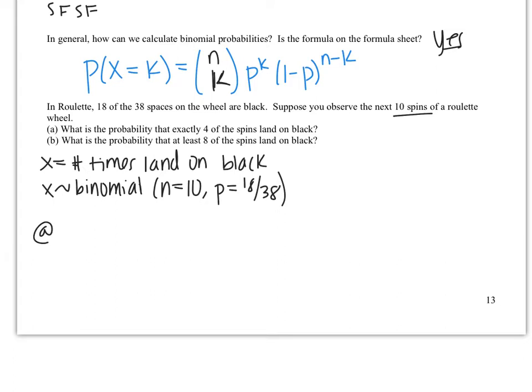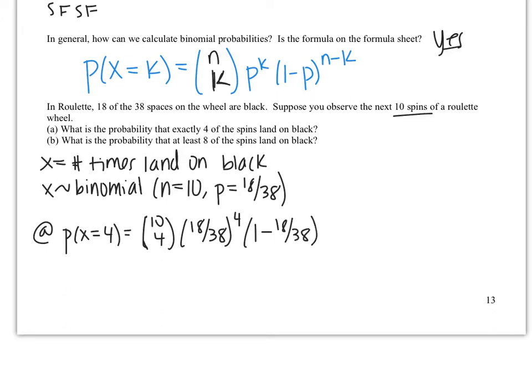So part A, what is the probability that exactly 4 of the spins land on black? So I'm looking for the probability that x equals 4. Okay, so using our above formula, n in this case is 10. I'm looking for 4 successes. My probability of success is 18 out of 38 to the 4th power. Probability of failure then is 1 minus 18 out of 38 to the 6th power. Now this should make sense. Again, this is all of your successes. This is your failures. This is how many combinations there are.